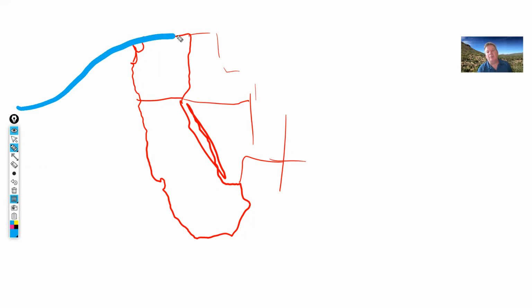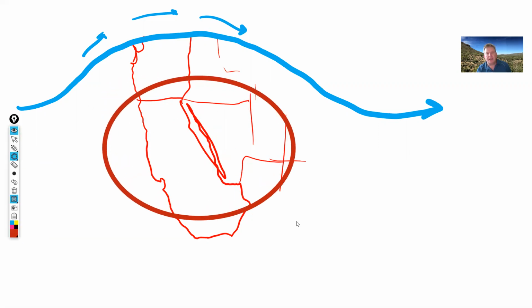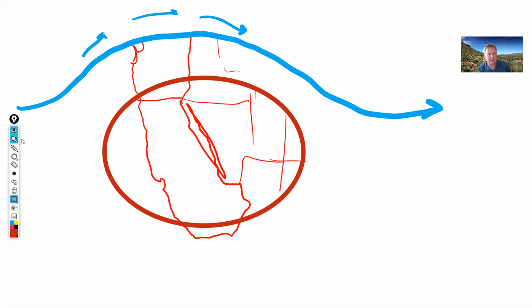I have a big upper level ridge. Now remember what a ridge is in the jet stream: it's where it's curving anticyclonically. Okay, so there's the anticyclonic curve, and that's a ridge. Now what does that mean? It means that the area underneath this ridge, right here, is going to be hot and dry. So in this region, it's going to be hot and dry. And that's what a ridge does.